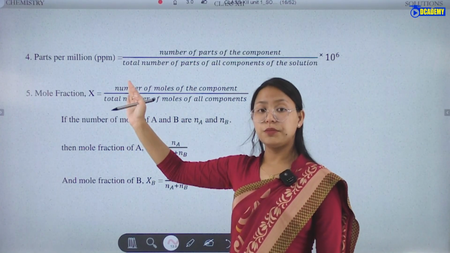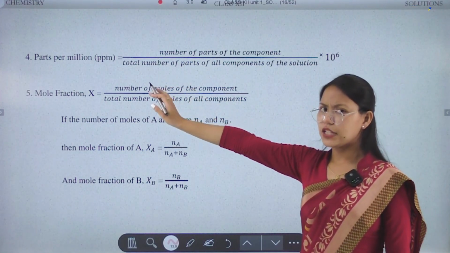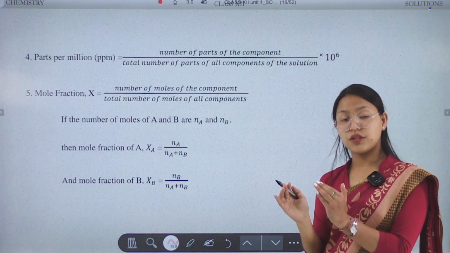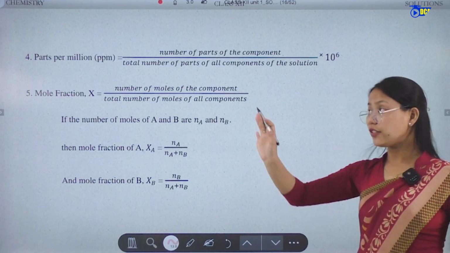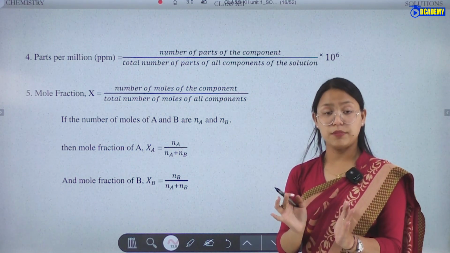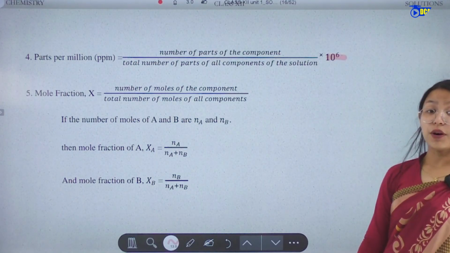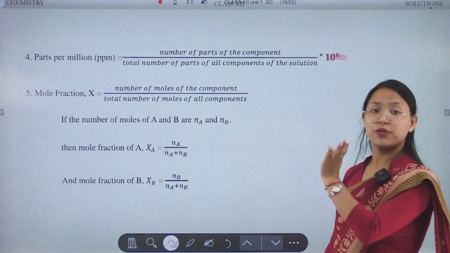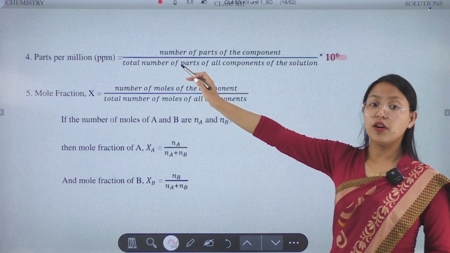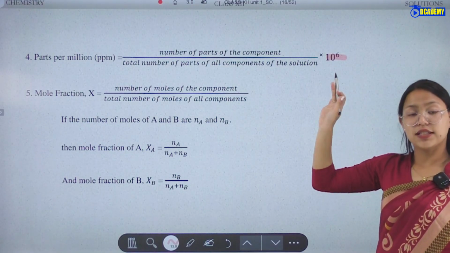Then here, parts per million. Million is 10 to the power 6. So parts per million is number of parts of the component, that is parts of the solute, divided by total number of parts of all components of the solution. Earlier we multiplied into 100, that means percentage. Here we consider into 10 to the power 6, for million. So parts per million is number of parts of the component divided by total number of parts of the solution into 10 to the power 6. So it is the parts per million.